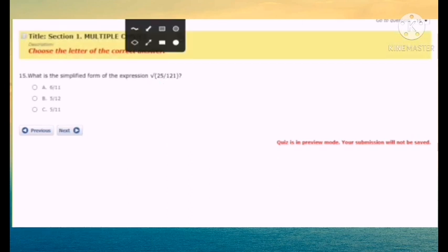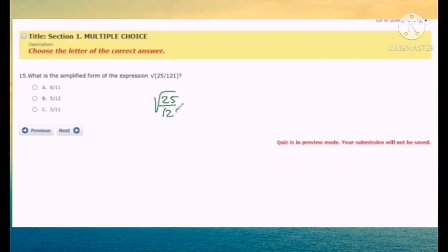Next, number 15, what is the simplified form of the given expression? So if I rewrite, this is actually equal to the square root of 25 over 121. So square root of 25 is 5 because 5 times 5 is 25. And square root of 121 is 11 because 11 times 11 is 121. So it's letter C.